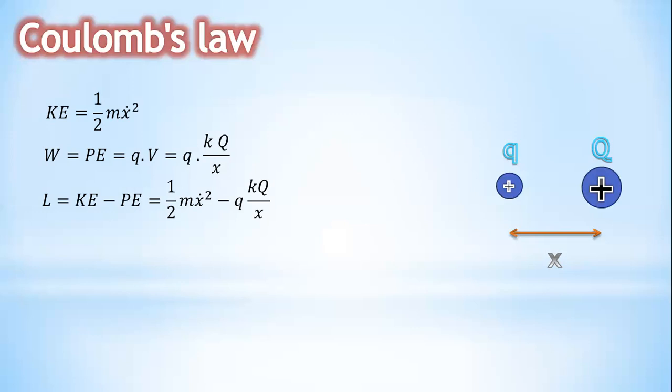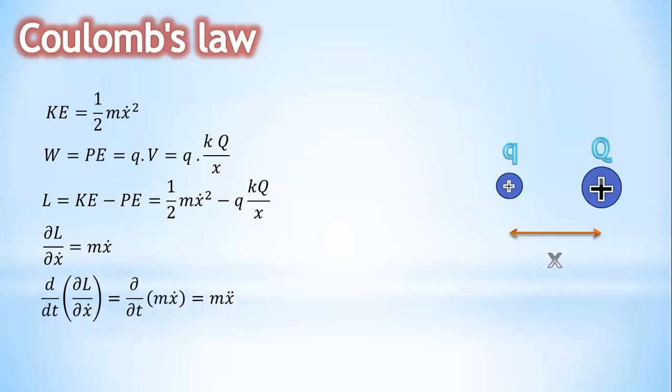Okay, now in order to apply the Euler-Lagrange principle again, we should find each term in its equation separately. So the partial derivative of Lagrange with respect to x dot is m x dot. The total derivative of m x dot is m x double dot. The partial derivative of Lagrange with respect to x is k q small q big Q over x squared, because the derivative of 1 over x is minus 1 over x squared, and minus minus will give me plus. Now substitute each term in its convenient place in the Euler-Lagrange equation.